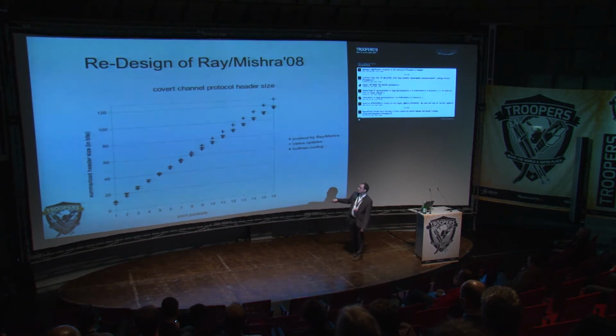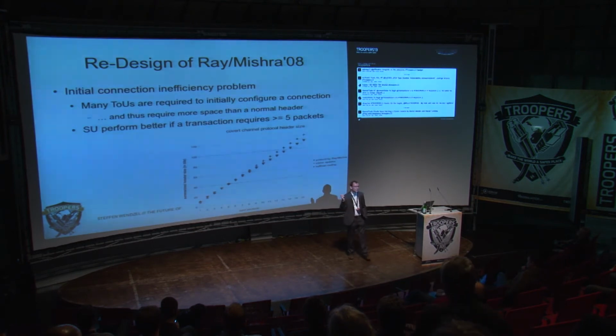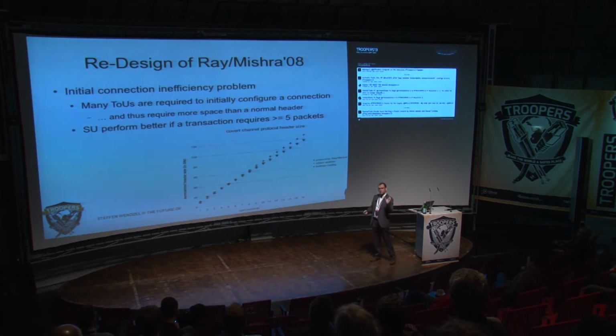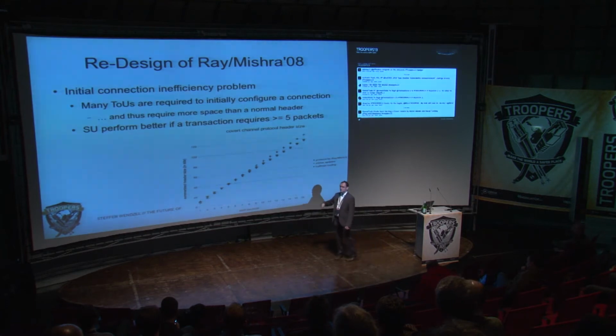And if a transaction comprises at least 6 packets with Huffman coding for TOU, or 7 packets, I think, 6 packets without Huffman coding, we are more space efficient. However, it's not perfect because for initial connection setups, we need to transfer a lot of status information. We have overhead because we need to transfer the TOU, the type of update values. So it's not efficient for transactions with only a few packets. But we can improve over the existing approaches in all other cases.